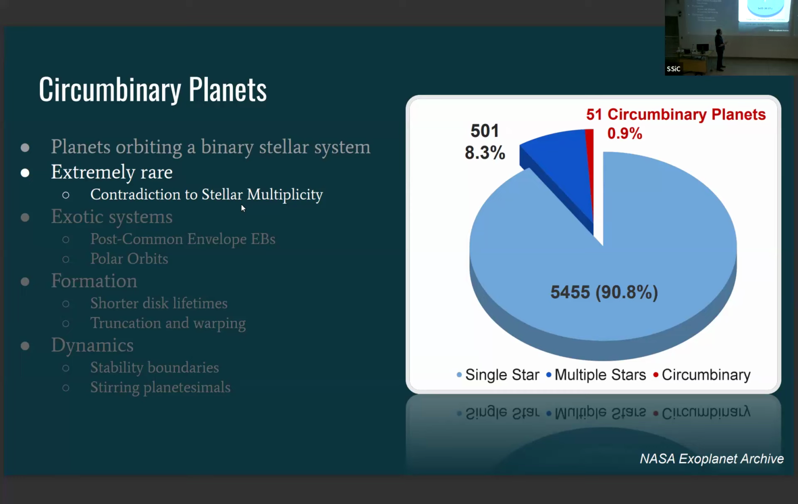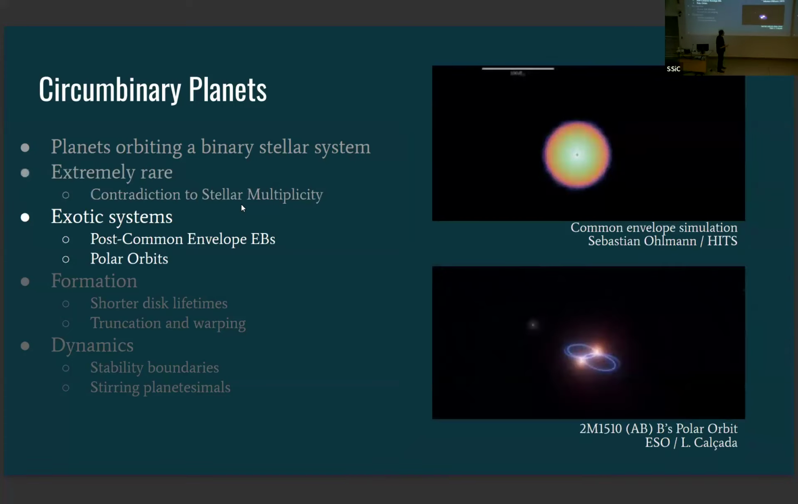And this is somewhat contradictory to what we know about stellar multiplicity. The majority of the stars should belong to multiple stellar systems, but apparently that's not the case for circumbinary planets.